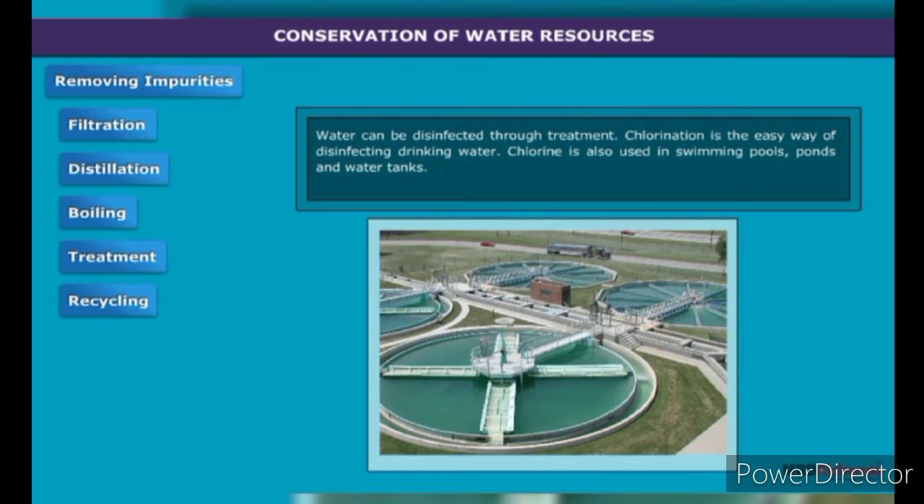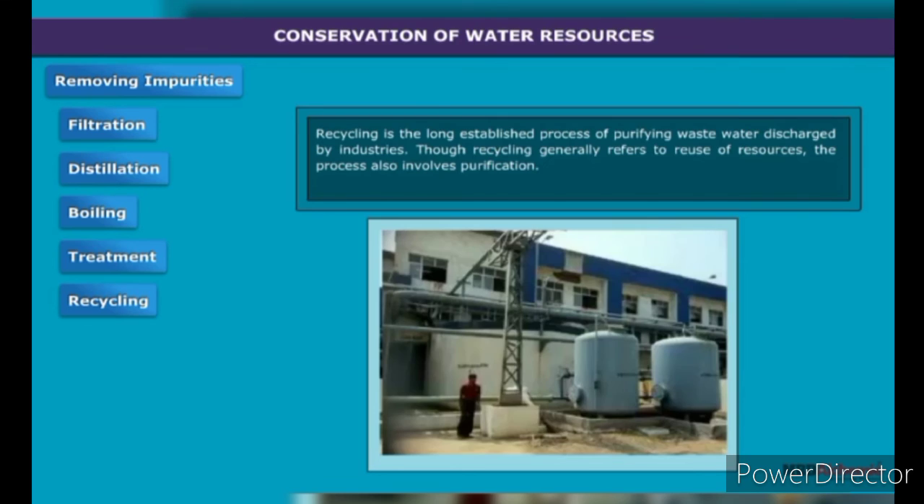Treatment. Water can be disinfected through treatment. Chlorination is the easy way of disinfecting drinking water. Chlorine is also used in swimming pools, ponds, and water tanks. Recycling. Recycling is the long-established process of purifying wastewater discharged by industries. Though recycling generally refers to reuse of resources, the process also involves purification.